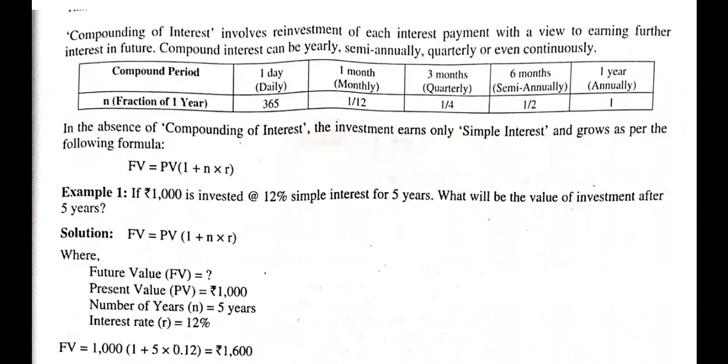Future value equal to present value. Present value is 1000 into bracket 1 plus number of years is 5 into 0.12. So the future value you will get is 1600 rupees. So what we got by this, if the bank is investing 1000 rupees at 12% interest for 5 years, after 5 years the bank will get 1600 rupees. They won't get 1000 rupees. Additional amount of 600 they are going to get after 5 years. So such kind of interest we call it as simple interest.